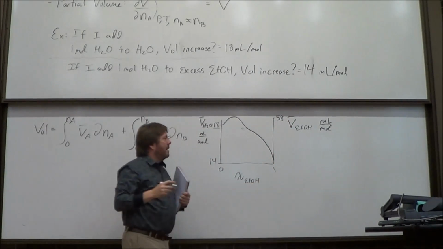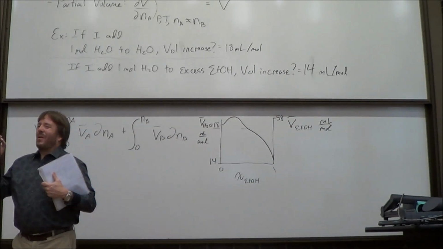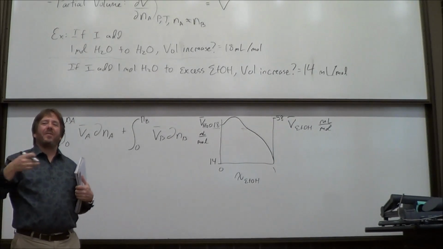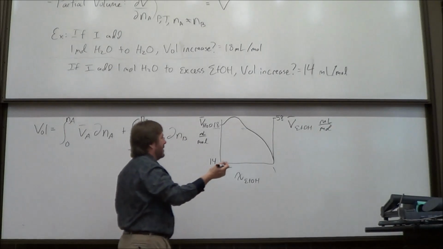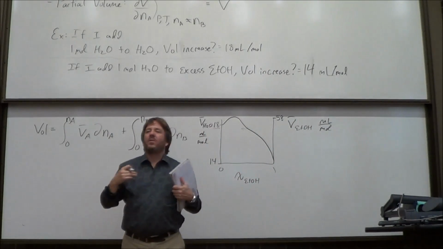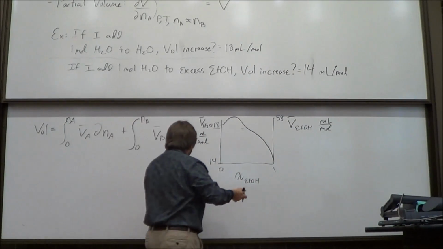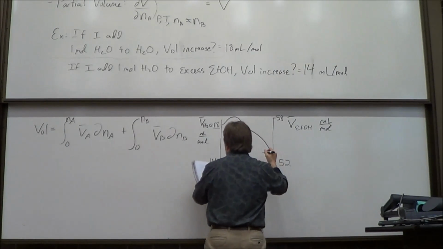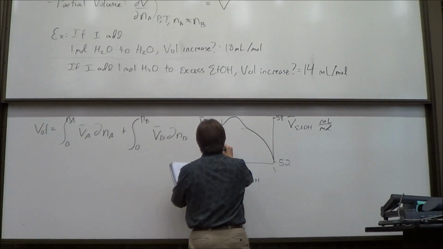So 1 mole of ethanol has X number of grams. Then you look at the density off some website, and you'll find that pure ethanol adds 18 mils per mole. Anyway, and then the bottom number is 52. Okay, and it has a structure kind of like this.